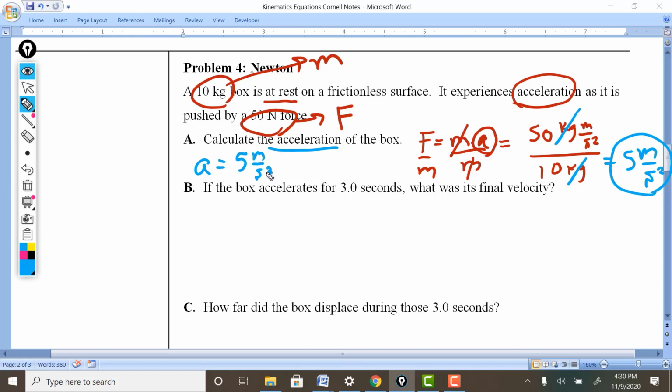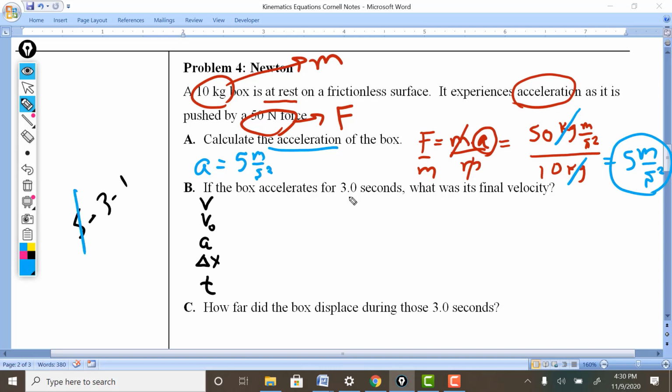All right, that's nice. If the box accelerates for 3 seconds, what was its final velocity? So, okay, accelerates from what? Well, let's do what we're used to. Let's write the five things: v, v naught, a, delta x, and t. So we list the 5 things. Check. Now we identify the 3 things they gave us.